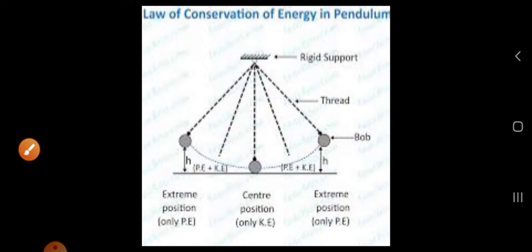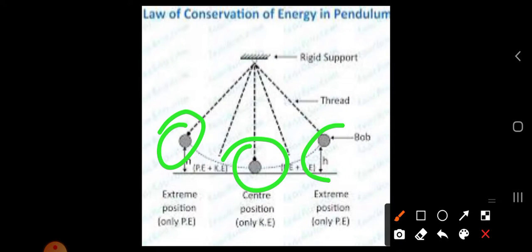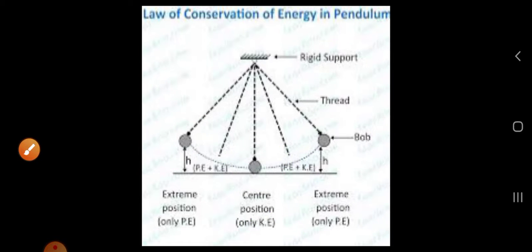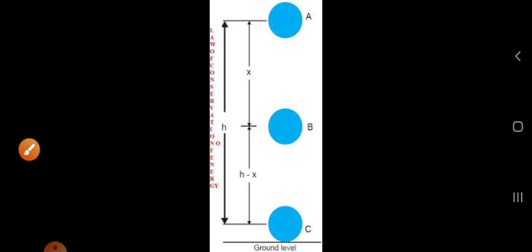But when you consider the overall energy in all the three places, the total energy will always remain the same. But in some cases, in the center it may be kinetic energy, or in the extremes it may be potential energy. But always the total energy, when you consider, will remain the same only. Isn't it? Now, here you are having the case of a ball that is falling freely.